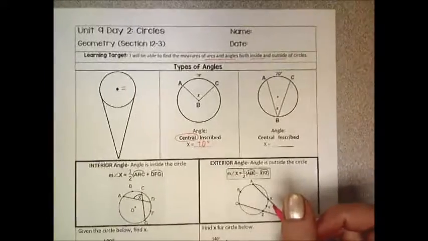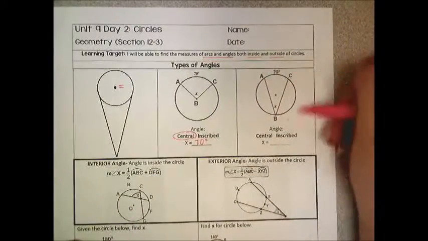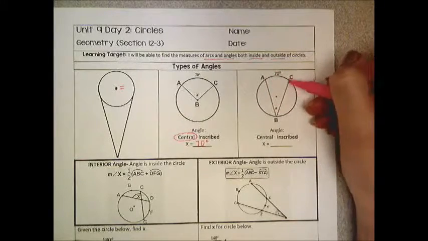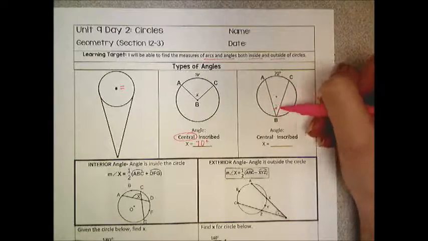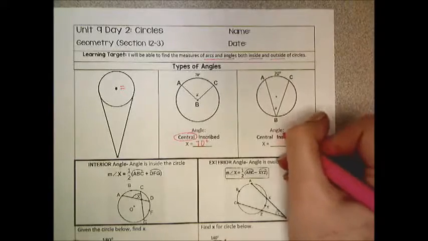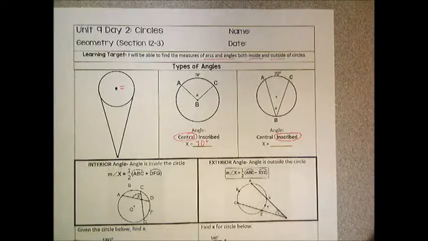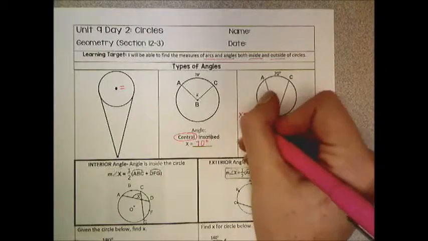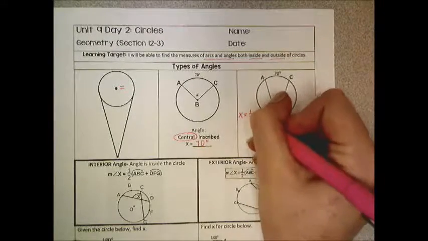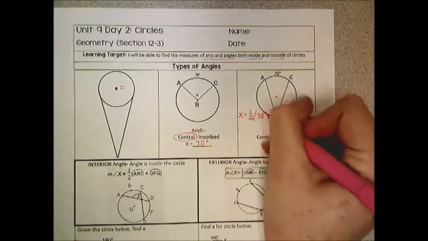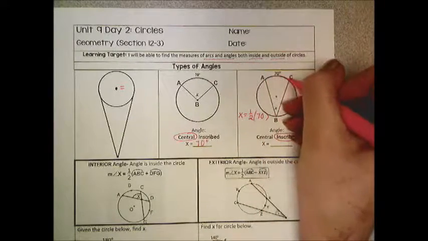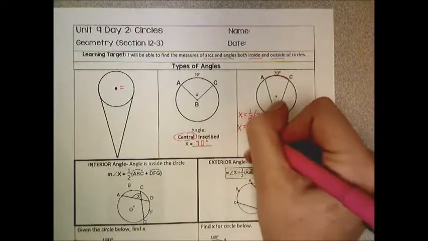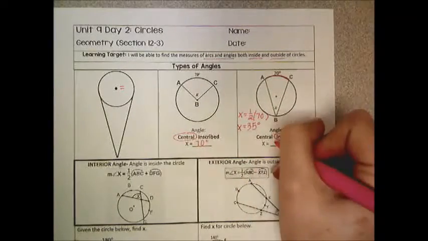Alright, next up I have this angle here, which if you didn't already guess is going to be our inscribed angle. And you can tell because it's 2 chords meeting at one point and the angle is inscribed. So for our inscribed angles, we always say that the angle is equal to 1/2 times the arc. So my arc here is 70. So 1/2 times 70 gives me an angle of 35 degrees.